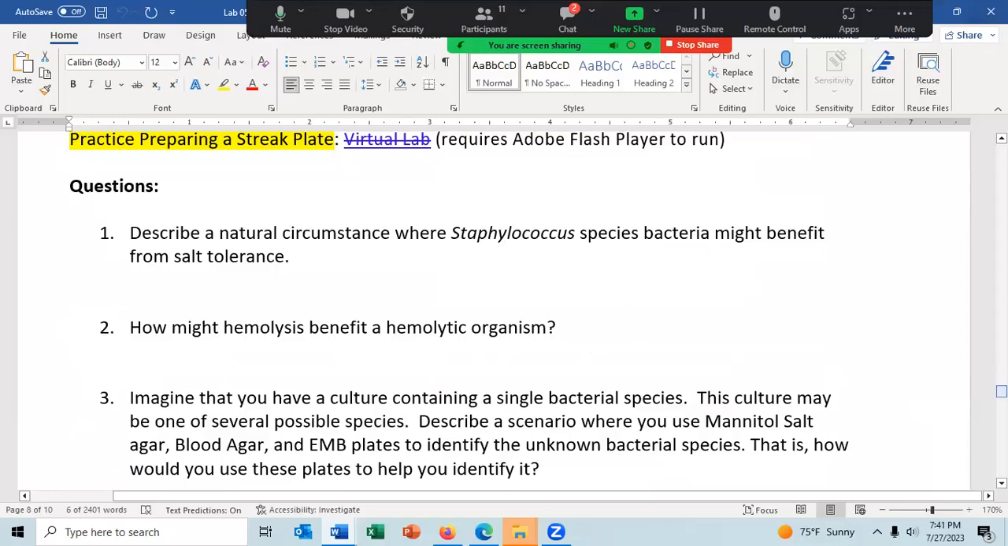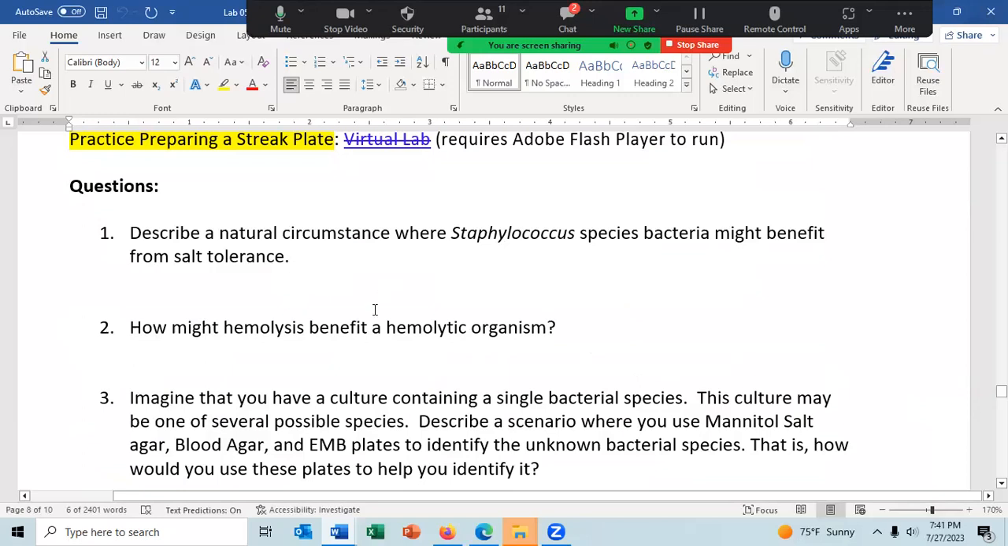But answer the questions. Describe a natural circumstance where staphylococcal species of bacteria might benefit from being salt tolerant. So come up with a natural environment. If you say growing it in mannitol salt agar, that would not be a natural environment. So pick a natural environment where Staphylococcus will tolerate a high salt concentration.